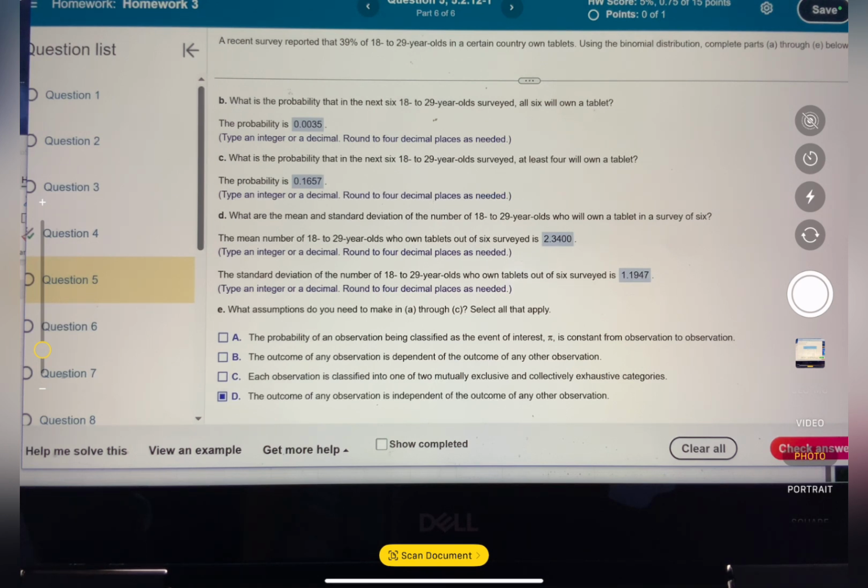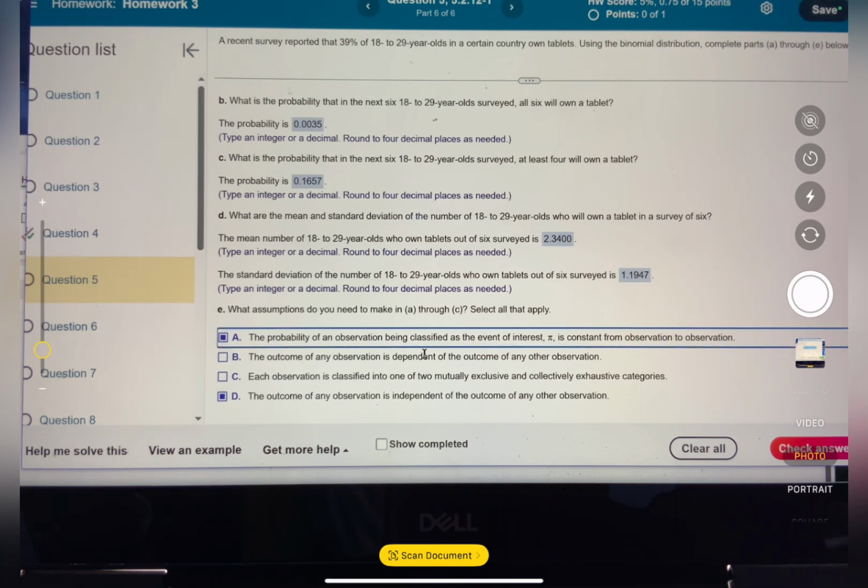So let's see which one will match here. The probability of an observation being classified as the event of interest, pi, is constant from observation to observation. That is one case. Because remember, probability of success is the same from case to case. Probability of observation being classified as the event of interest is constant from observation to observation.